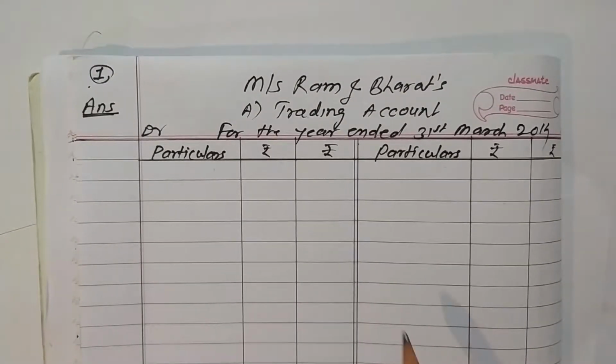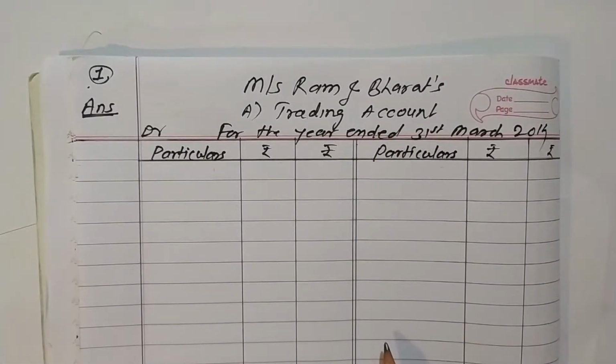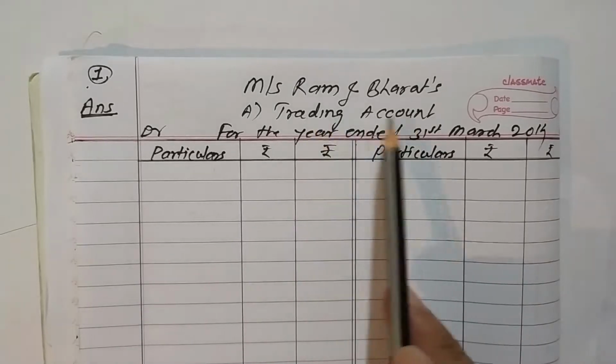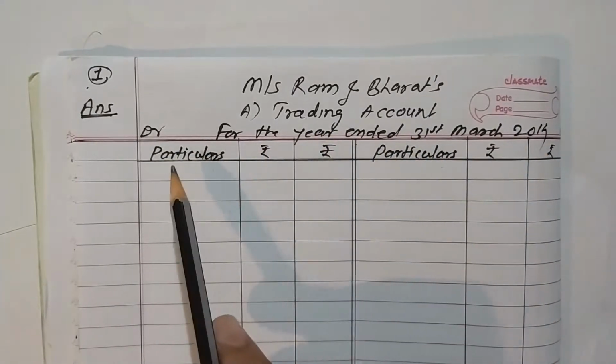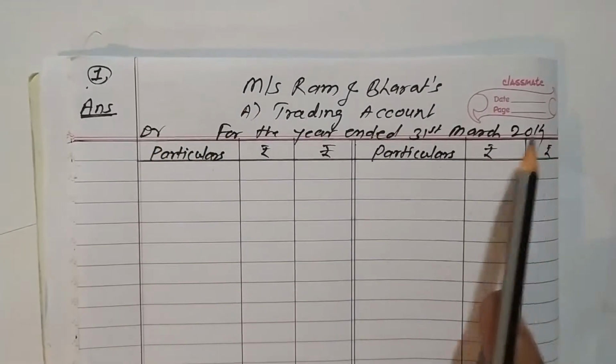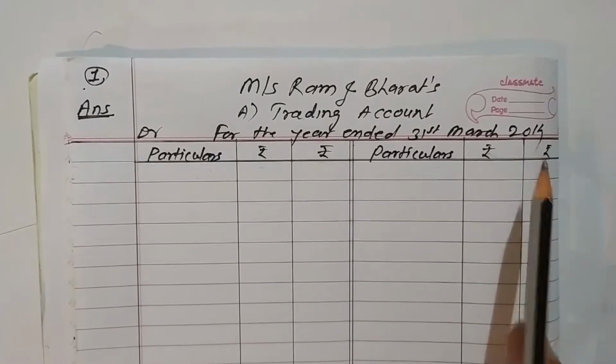Solution like this. First, the trading account, about 10 lines. Trading account for the year ended 31st March 14. Date, debit, credit, particulars, inner and outer column rupees, inner and outer column rupees.